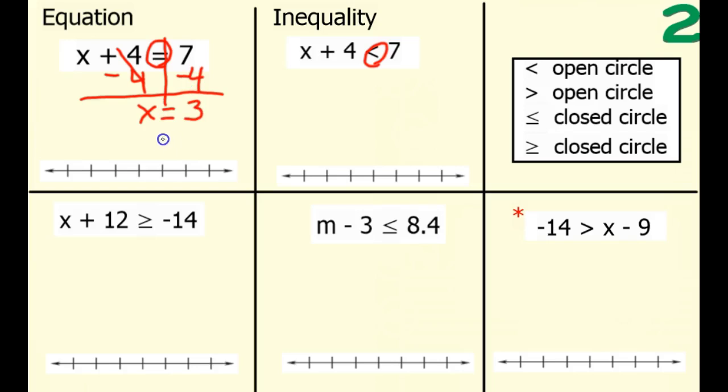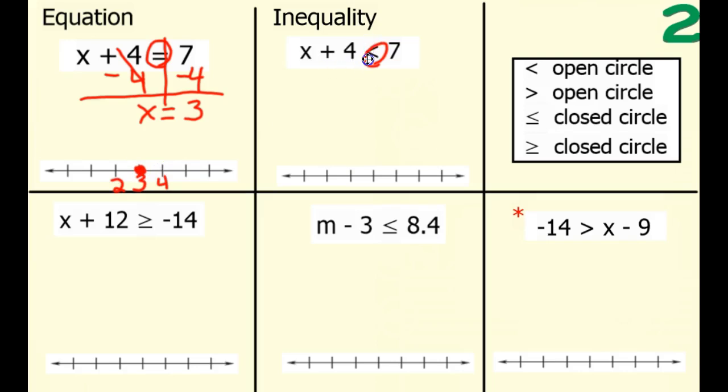Now when we graph an equation on our number line, all we need is a dot, because all this is saying is that whatever x is going to be 3. So x equals 3. This would be 3. Just to make it clear, this could be 4, and this could be 2. So x equals 3.